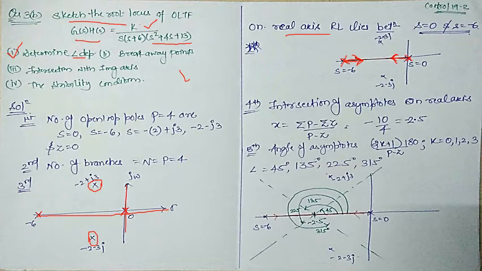Now let us draw the asymptotes to have the root locus. So for that we need to find out the intersection of asymptotes on the real axis, and it is given by x equals summation p minus summation z divided by p minus z, where summation p means number of the poles values that you have to sum.